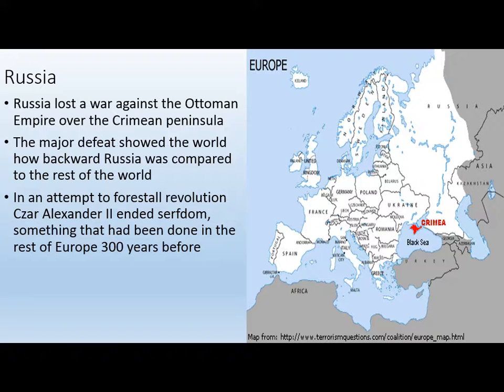Let's switch over to Russia for just a few minutes. So Russia, big country over here, still around, lost a war against the Ottoman Empire over the Crimean Peninsula. If that name sounds familiar, it's because the Russians just took the Crimean Peninsula from Ukraine not that long ago. This major defeat showed the world how backward Russia was compared to the rest of the world. In an attempt to forestall revolution, Tsar or King Alexander II ends serfdom, something that had been done in the rest of Europe about 300 years before. So remember, a serf is just a peasant who is attached to the land and can't leave.